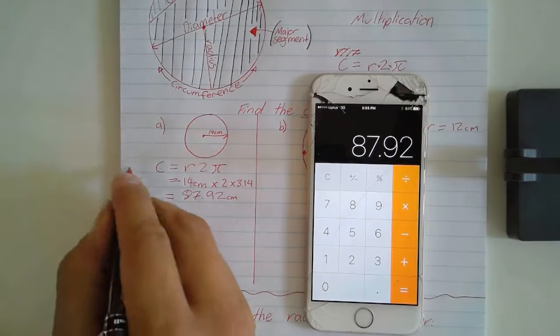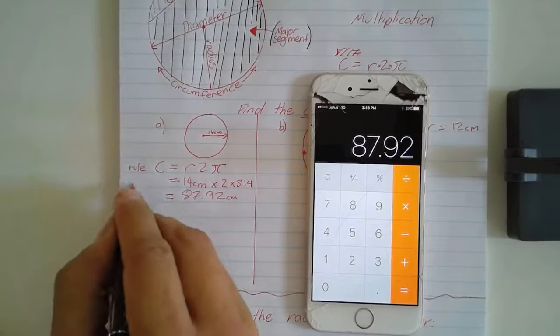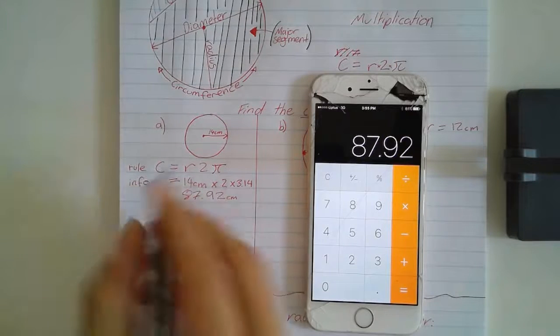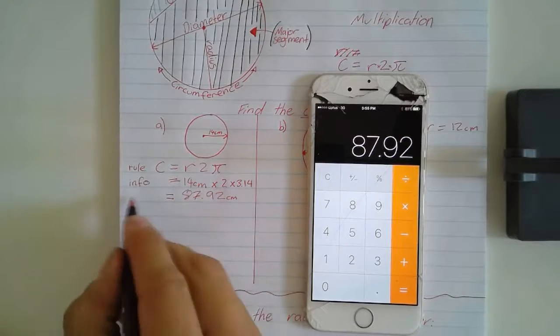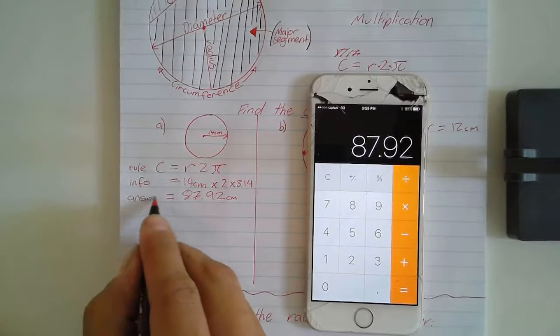As you can see, my first line is my rule. Second line, I put my info in. So I'm just substituting all my info. This order doesn't change. And then I've finally got my answer.